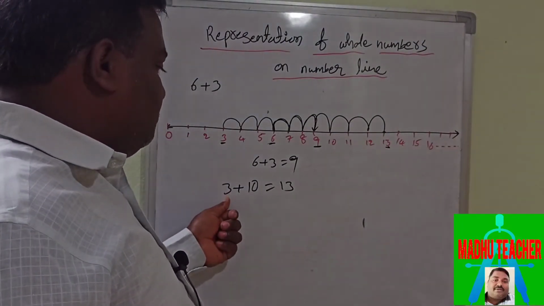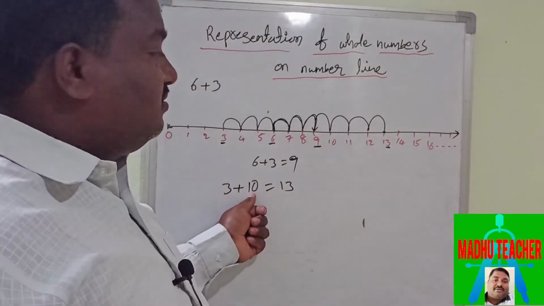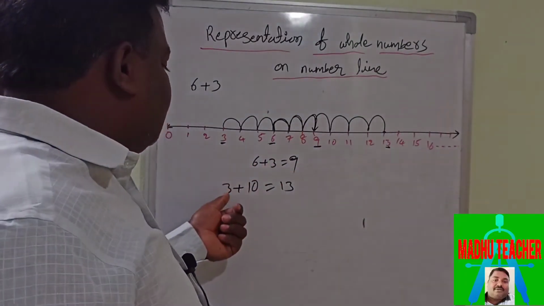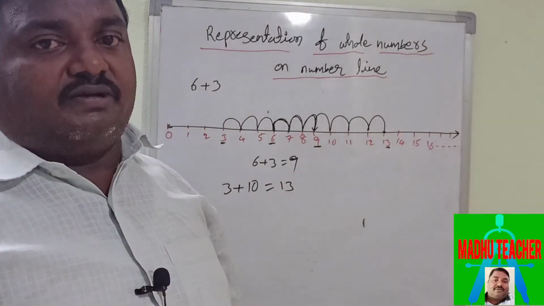Start from 3. You have to jump 10 times. We reached up to 13. So we say that 3 plus 10 equal to 13.